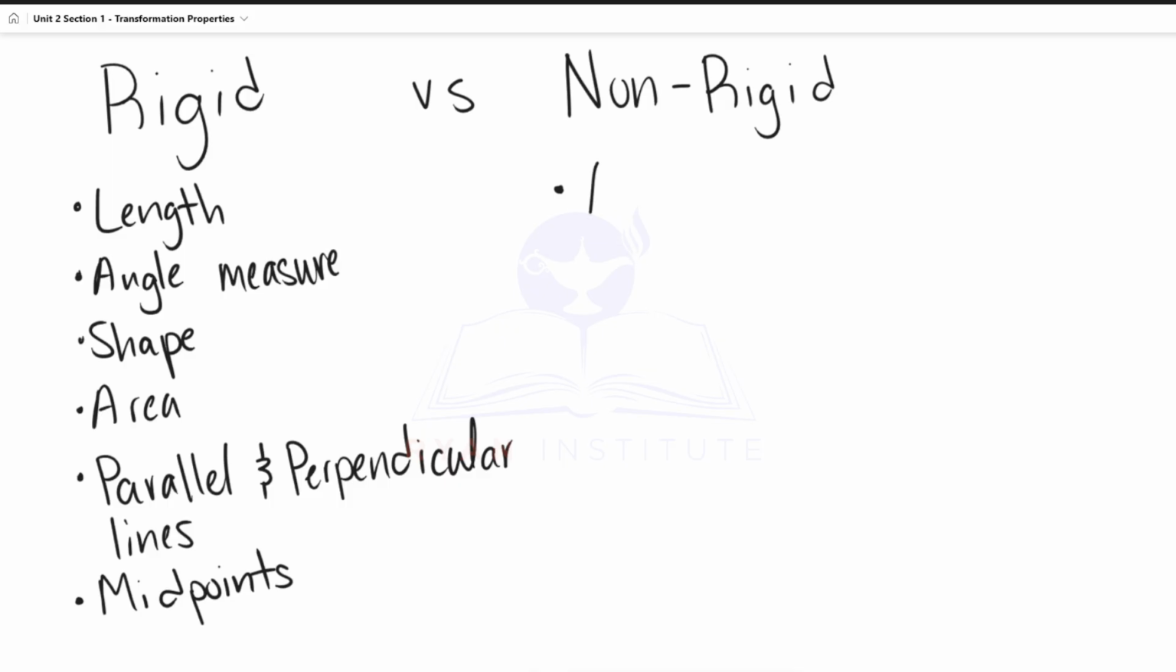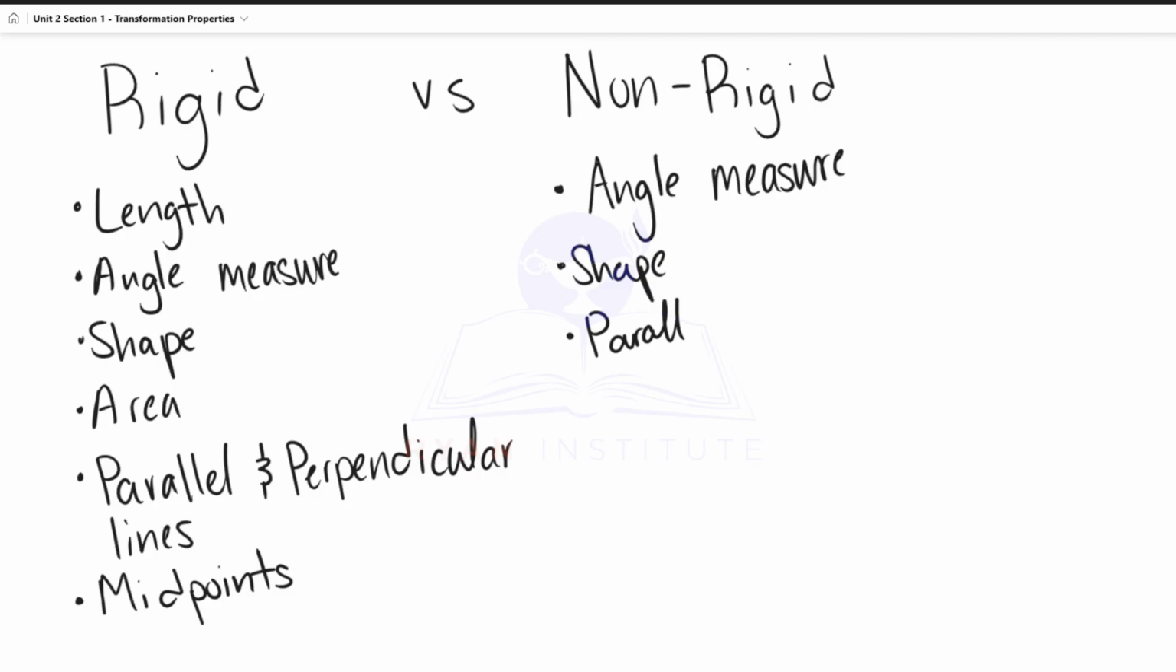So angle measure is preserved, shape is preserved, and parallel lines remain parallel. So when it comes to your area or your length, depending on how you scale it, it may be greater, it may be less.